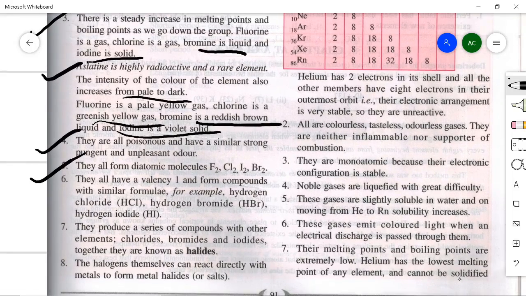They form diatomic molecules, that is F2, Cl2, I2, Br2. They all have valency 1. They produce a series of compounds with hydrogen, and together chlorides, bromides and iodides are known as halides.